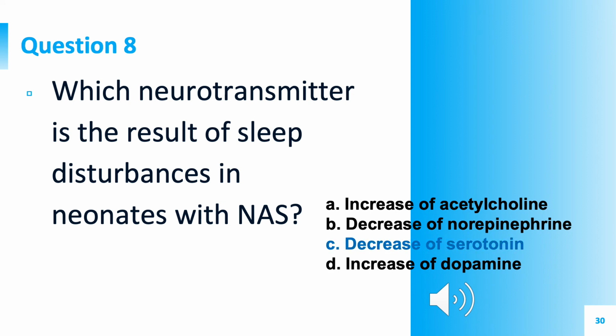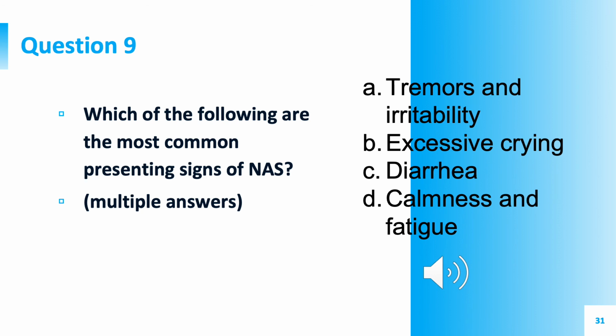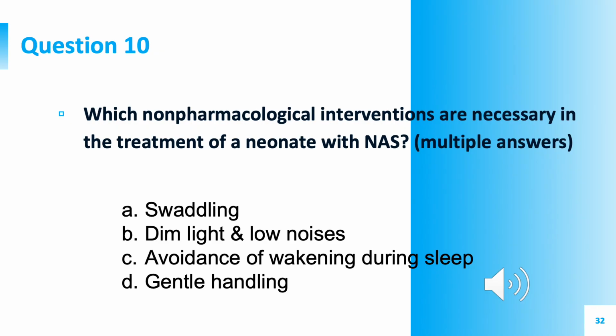Question 8, C, decreases of serotonin. Question 9. A, tremors and irritability. B, excessive crying. And C, diarrhea. Question 10. All of the above. A, swaddling. B, dim light and low noises. C, avoidance of wakening during sleep. And D, gentle handling.